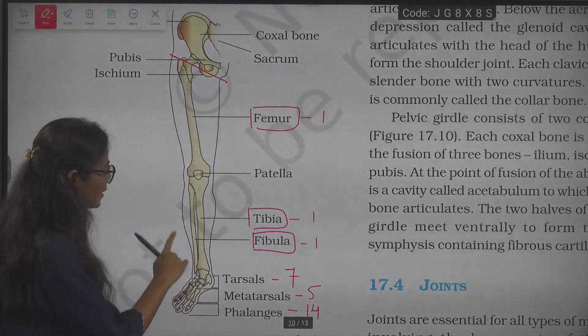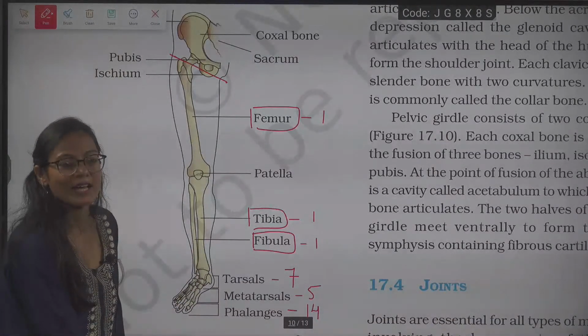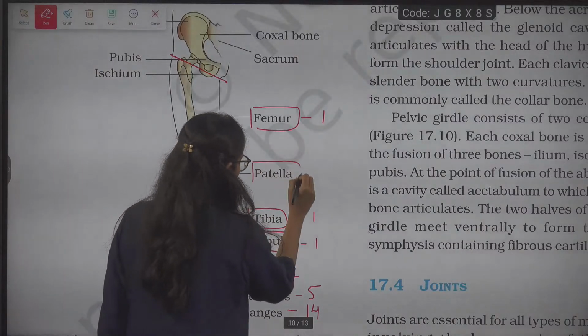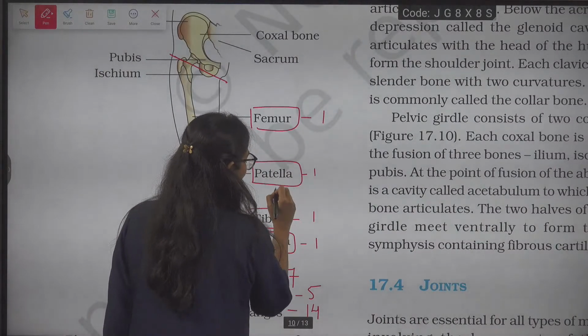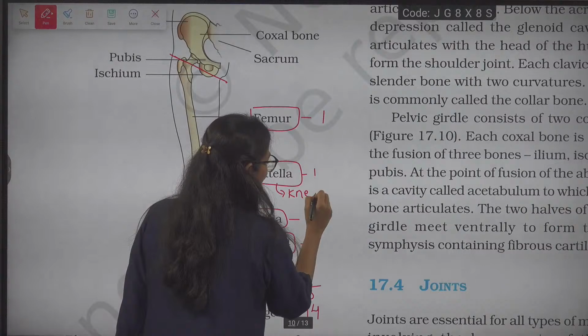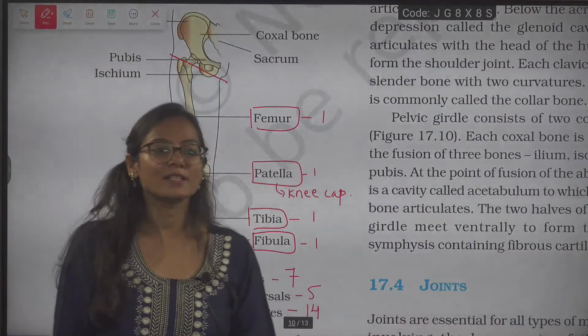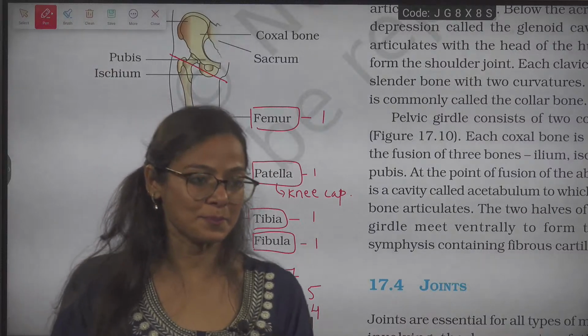Okay, now one extra thing that we have in the legs, which was not there in the hands: here in the knee we have one bone that is called the patella. That is only one. This patella is also known as the knee cap. Patella is also known as the knee cap.